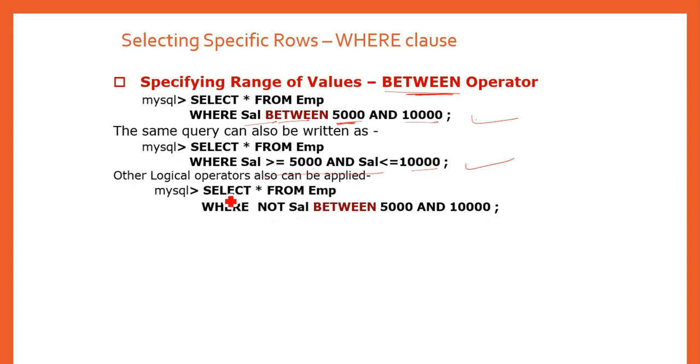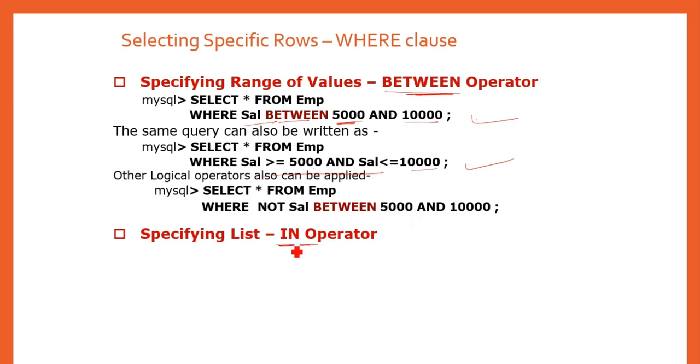Select asterisk from EMP where not sal between 5,000 and 10,000. So I want a list of the employees whose salary is not between 5,000 and 10,000. So I can write like this. Next is specifying the list, specifying the condition with the list. And for this we use IN.